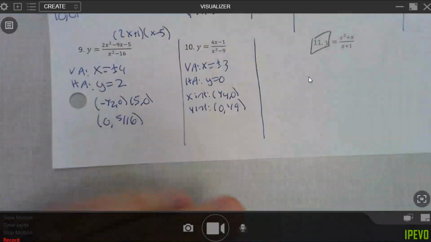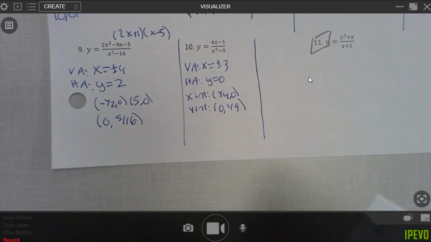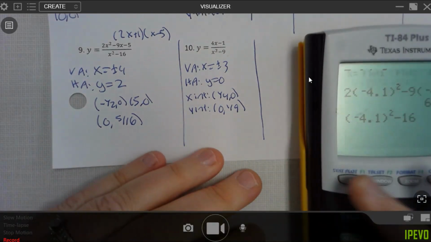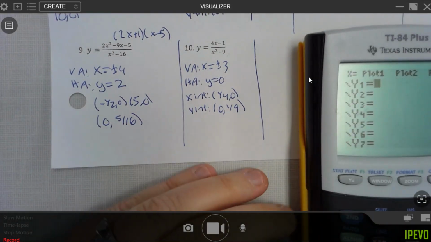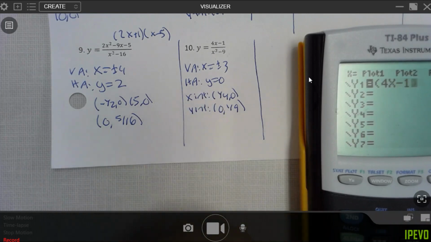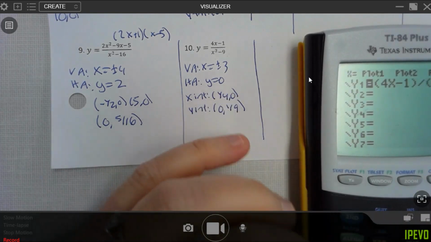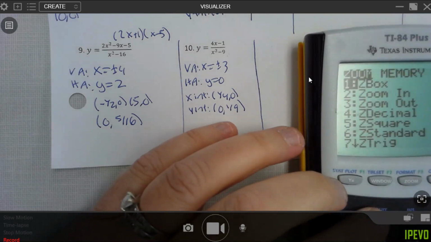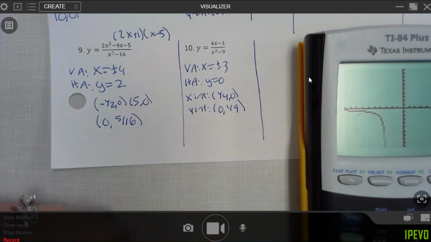All right, almost done. This is a long video. I'm just going to skip number 10. I'll show you how to use your calculator, those of you who have graphing calculators. So make sure you put a parenthesis on top, and you put a parenthesis on bottom. And I'm going to put a standard window in, and this is what your graph looks like.